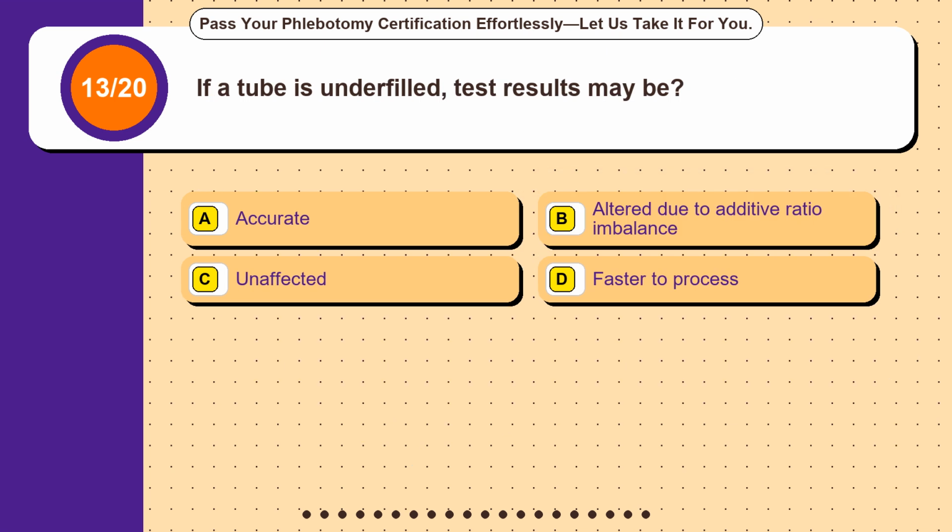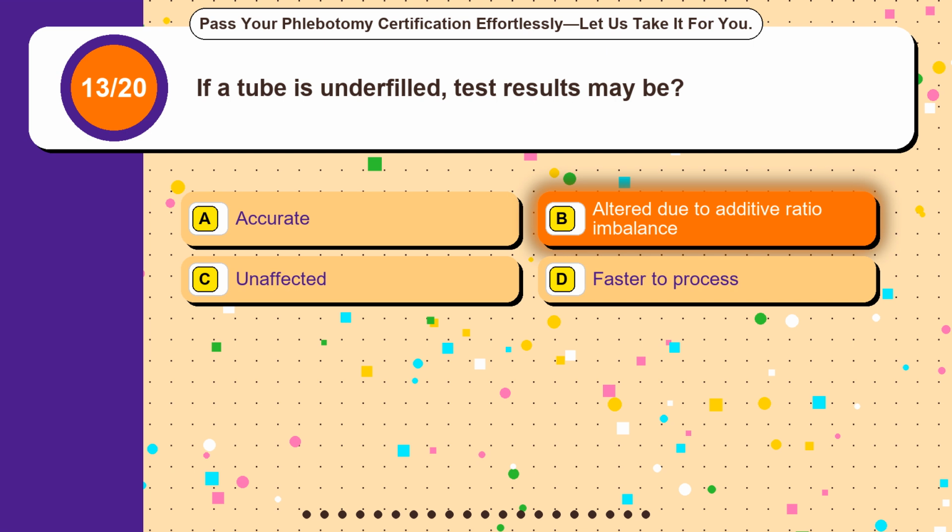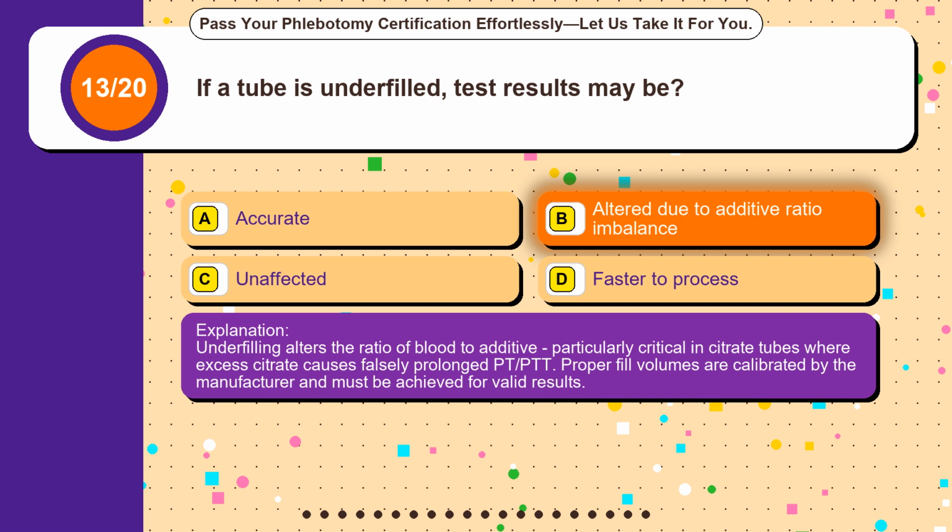Question 13. If a tube is underfilled, test results may be option A, accurate. Option B, altered due to additive ratio imbalance. Option C, unaffected. Option D, faster to process. The correct answer is option B, altered due to additive ratio imbalance. Underfilling alters the ratio of blood to additive, particularly critical in citrate tubes where excess citrate causes falsely prolonged PT/PTT. Proper fill volumes are calibrated by the manufacturer and must be achieved for valid results.